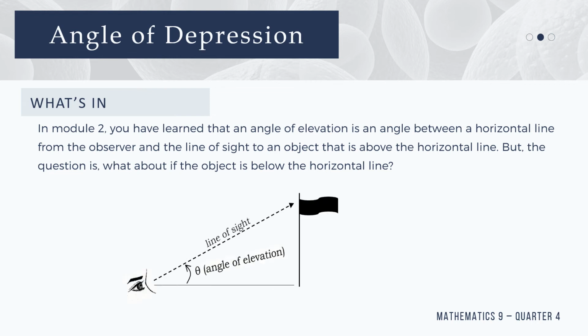Okay, so to illustrate this one, this is the angle of elevation, the theta, created between the surface on the ground and the line of sight going up. What they are looking at is the flag on the flagpole. So the flag is above. So the line of sight is going upward. So therefore, the angle of elevation is going upward also.